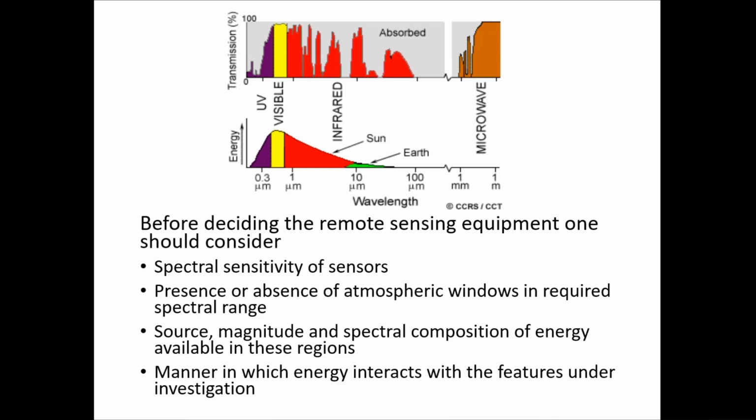So finally, before deciding the remote sensing equipment, we should consider various parameters like the spectral sensitivity of the sensors, presence or absence of atmospheric windows in the required spectral range, the source, magnitude, and spectral composition of energy available in these regions, and the manner in which energy interacts with the features under investigation. So these 4 parameters you should consider before deciding a remote sensing equipment or deploying a remote sensing satellite or airborne remote sensing project. All right, clear?